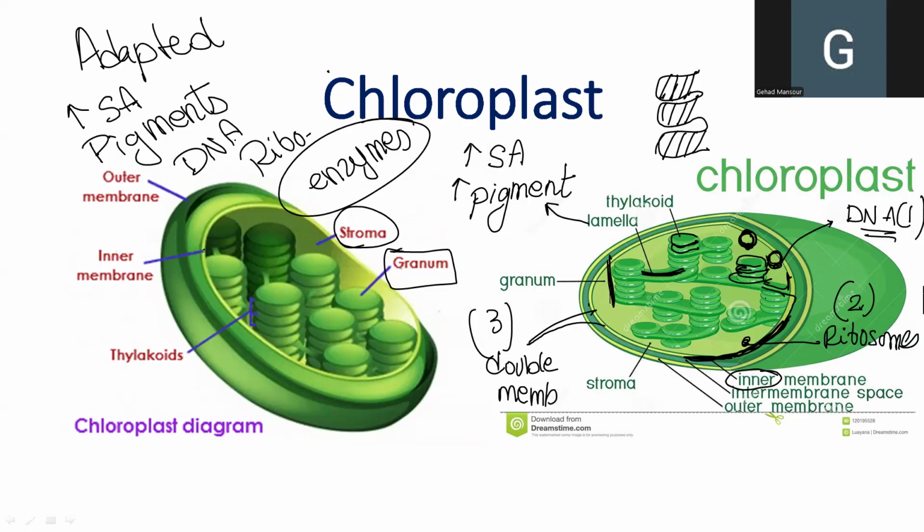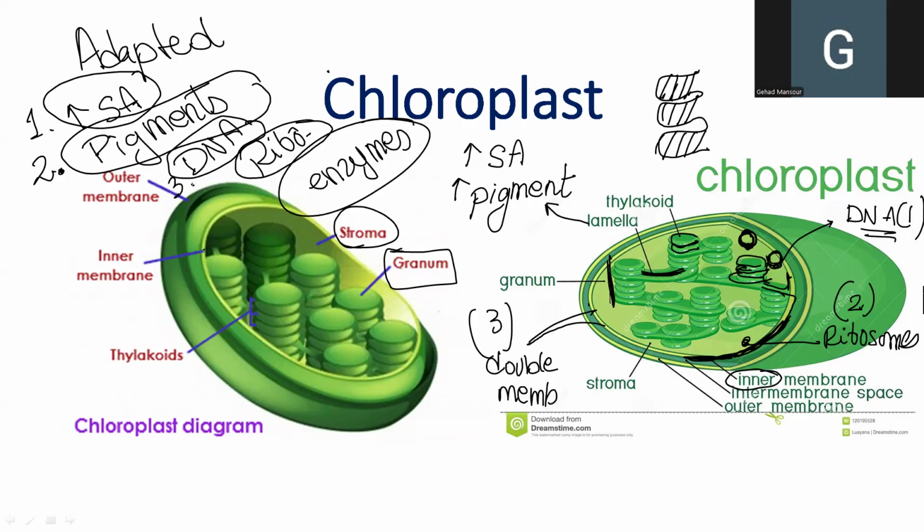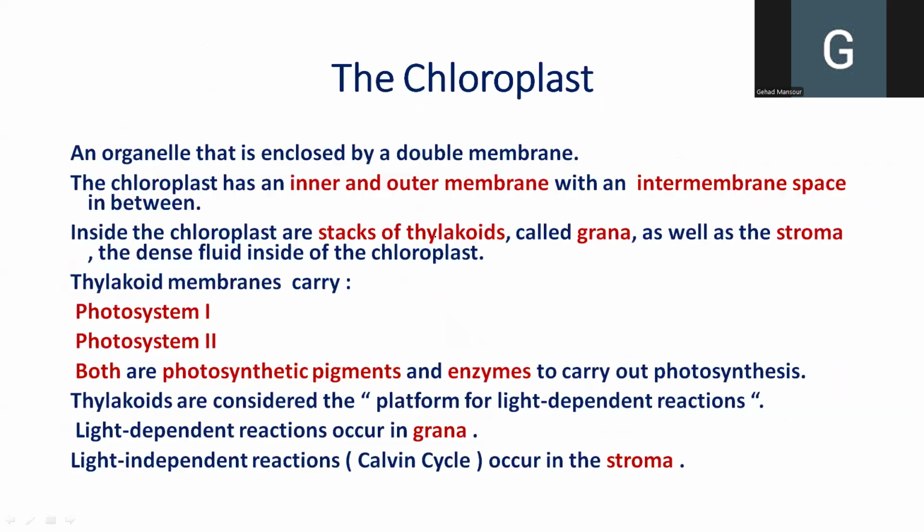So again, we have folds to increase the surface area. This is number one. We have pigments to photosynthesize. We have its own DNA and its own ribosomes to synthesize its own proteins. This is number three, and to control its own reactions, we have two groups of enzymes: enzymes that are present on the inner thylakoid membrane for light-dependent reactions, and in the stroma for light-independent reactions.